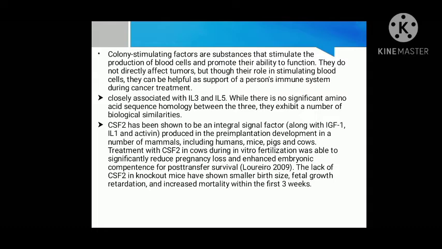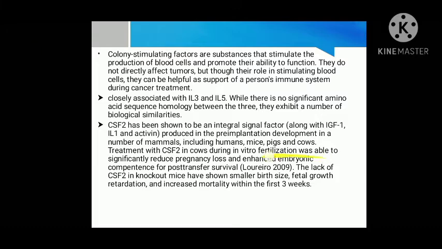Colony stimulating factors have been shown to be an integral signal factor, along with interleukin 1 and activin, produced in pre-implantation development in a number of mammals, including humans, mice, pigs, and cows. Treatment with colony stimulating factors in cows during in vitro fertilization was able to significantly reduce pregnancy loss and enhance embryonic competence for post-transfer survival. The lack of colony stimulating factors in knockout mice has shown smaller birth size, fetal growth retardation, and increased mortality within the first 3 weeks.